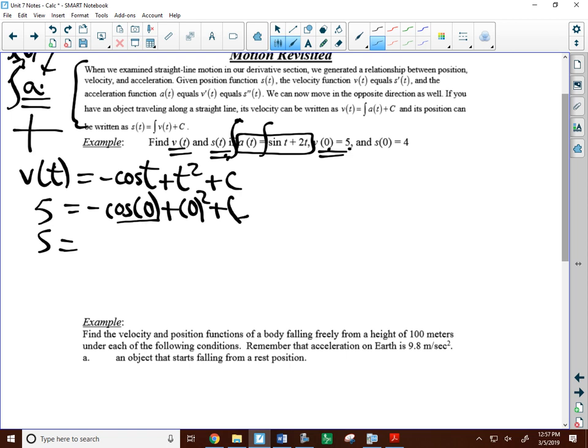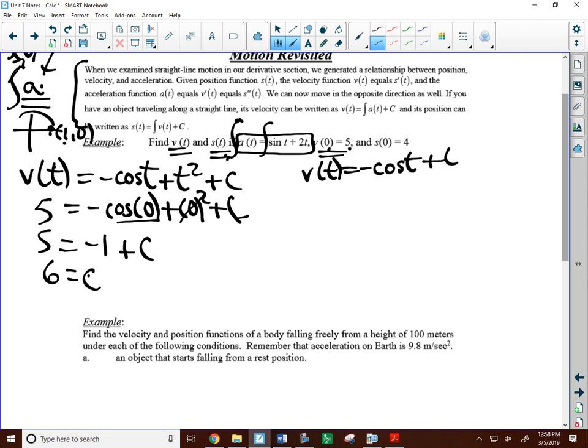What's that going to be? Cosine at 0 is 1, that's the starting point on the unit circle. So cosine of 0 is 1. Now there's a negative sign in front, so it's negative 1. This is 0 plus c. And now to finish up for c, we add 1, so we have 6 equals c. Got it. I will now fill in my final equation for velocity. V of t equals negative cosine t plus t squared plus 6.